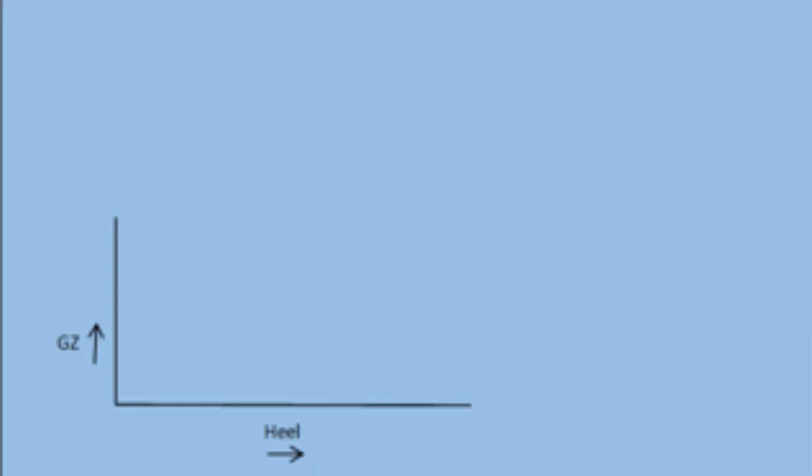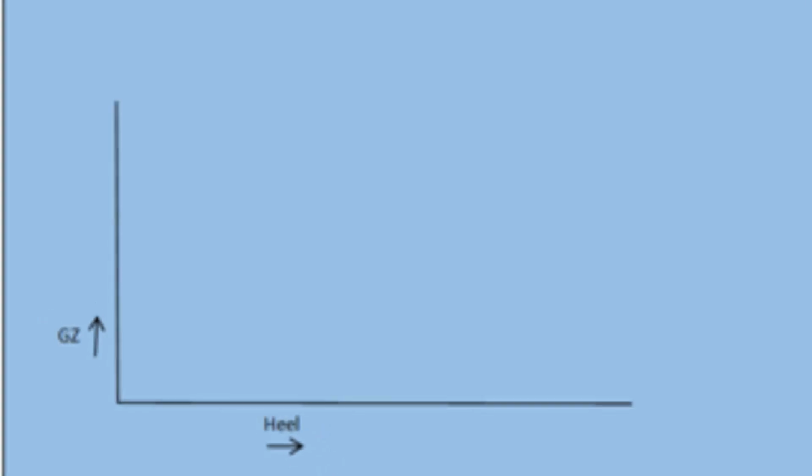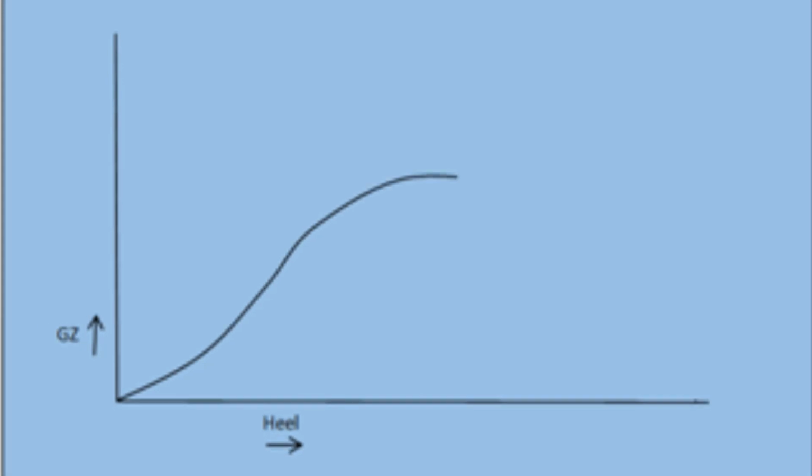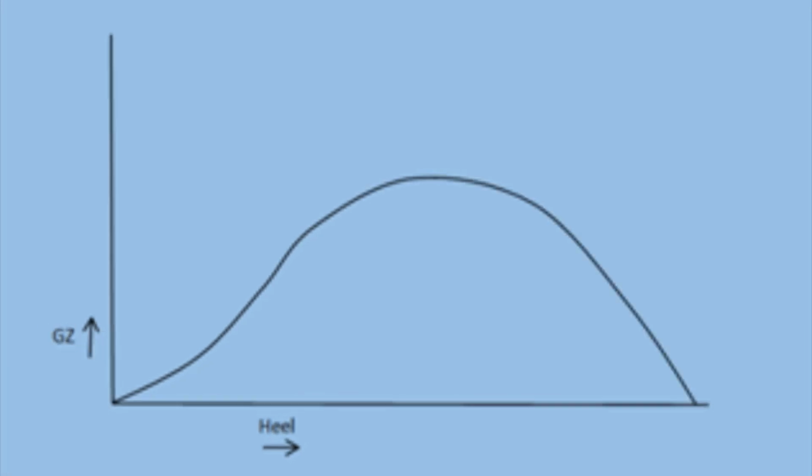So what are these alternate criteria? The first criterion: the area under the curve up to 40 degrees or the angle of flooding, if it is a smaller angle, should be at least 0.08 meter radians. Like in the normal criteria, you would see 0.09 meter radian. Here it is 0.08 meter radian.